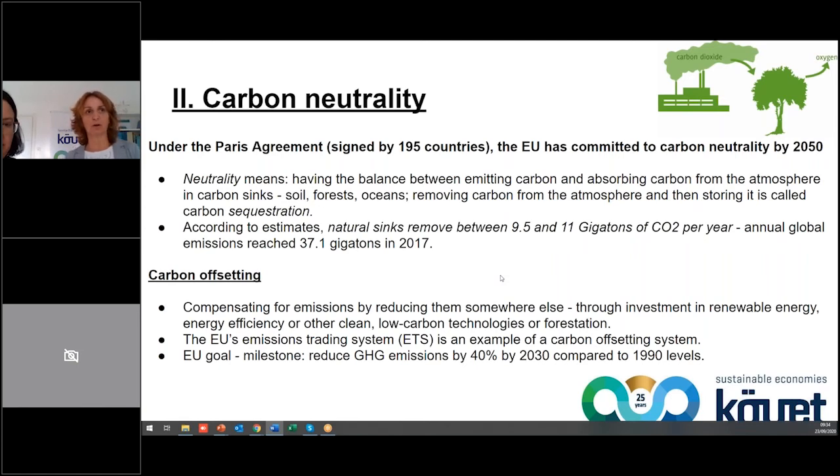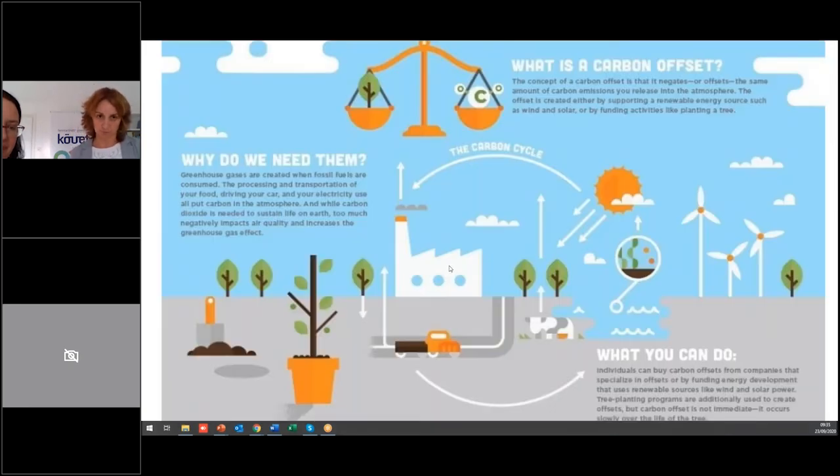The EU goal, carbon neutrality by 2050, has a very strong milestone in 2030, when the European Union wants to reduce the GHG emissions by 40% compared to the 1990 levels. So this is the first milestone. We have to reach this, and then we have the chance to reach carbon neutrality by 2050. The next slide, please.